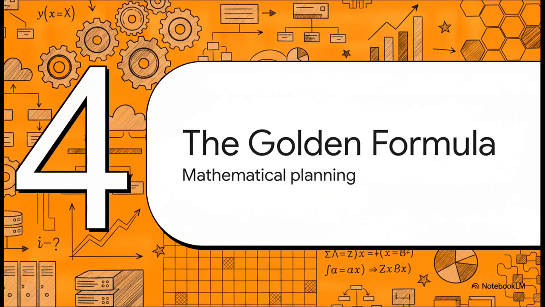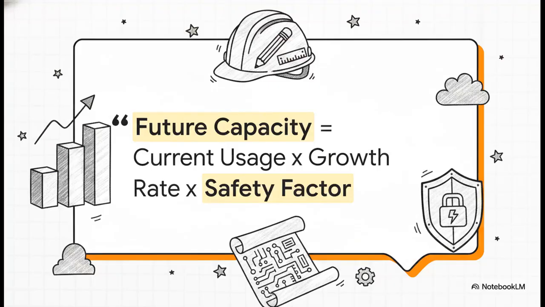Section 4. The golden planning formula. This is the pivotal moment, the mathematical heart of professional capacity planning. Every great architect relies on some variation of this golden formula. It goes like this. Future capacity equals current usage times your growth rate times a safety factor. It is brilliantly simple, but honestly incredibly effective.